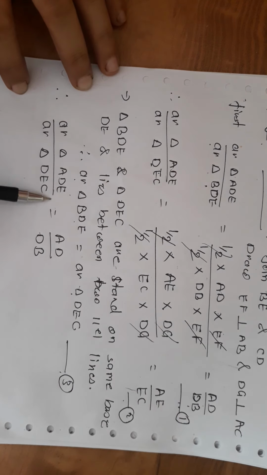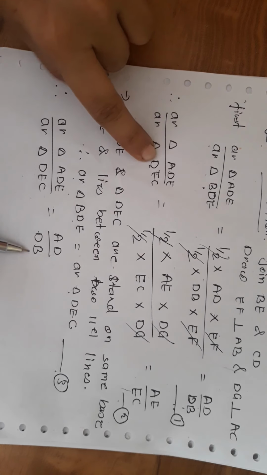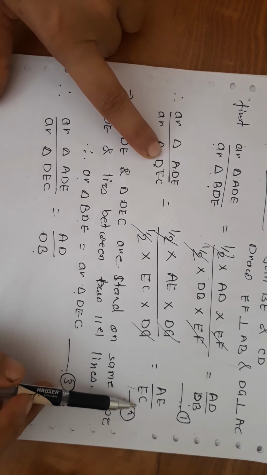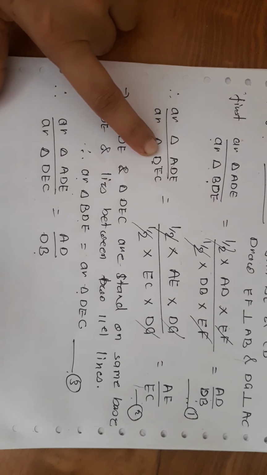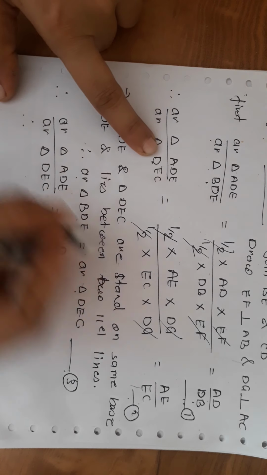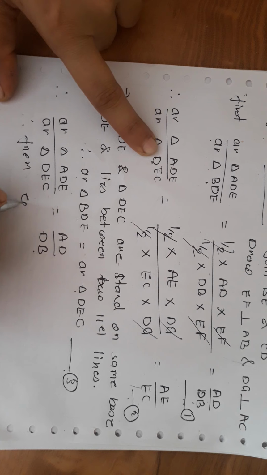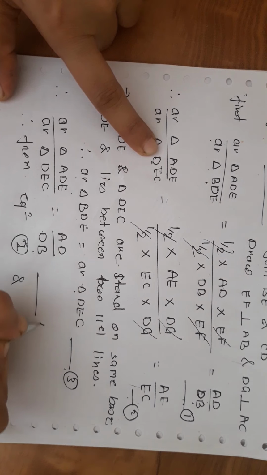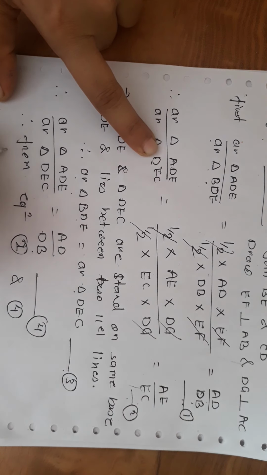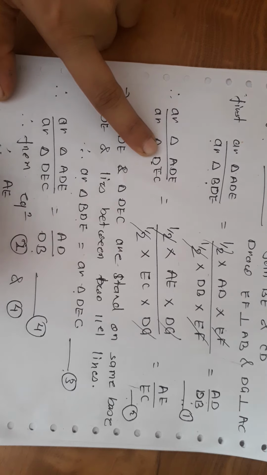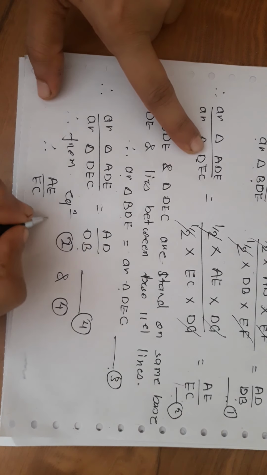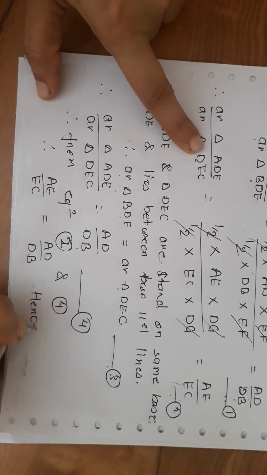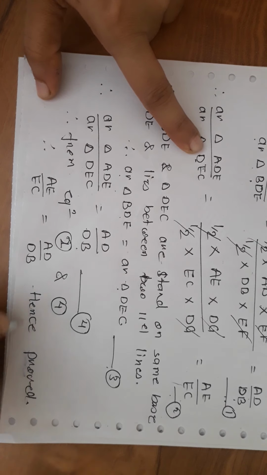Now, ADE upon DEC is AD upon DB, and from equation 2 we can see that ADE upon DEC is AE upon EC. Therefore we can equate equations 2 and 4, and finally we see that AE upon EC is equal to AD upon DB. Hence proved.